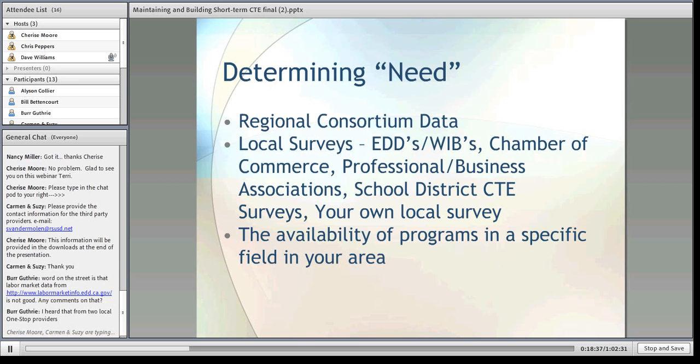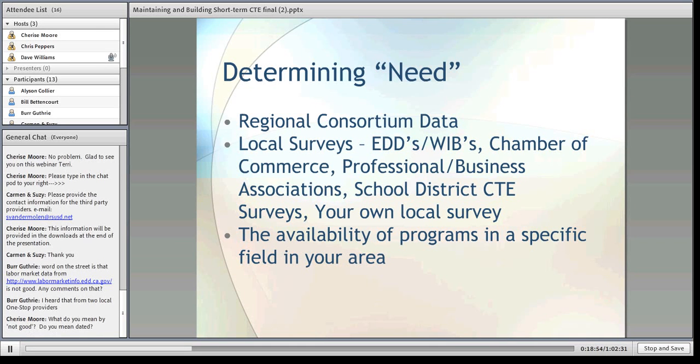It's also possible to use local surveys. Sometimes those can be done by regional economic development departments or workforce investment boards, the local chamber of commerce, professional business associations under specific trades have information that are pertinent to the needs of employers and employees within. A lot of the school districts right now are looking at expanding their CTE offerings. I know Beaumont District just completed a California Career Pathways grant, and we are working very closely with our school district. In fact, part of their grant application incorporated some of the offerings that we have at the adult school, pathways for students from the high school.